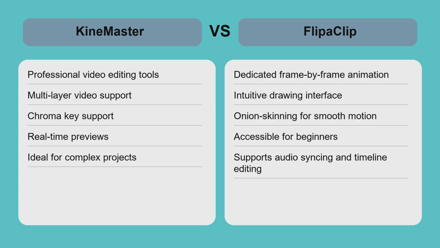The trade-off is between versatility and specialization. KineMaster offers broad editing power, but less animation depth, while FlipaClip delivers detailed animation tools without video editing complexity. Choosing depends on whether your priority is advanced video production or dedicated hand-drawn animation.